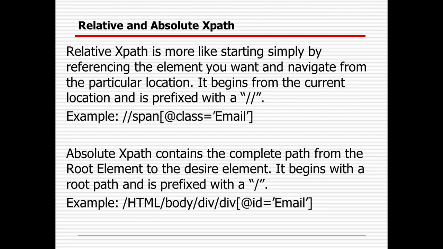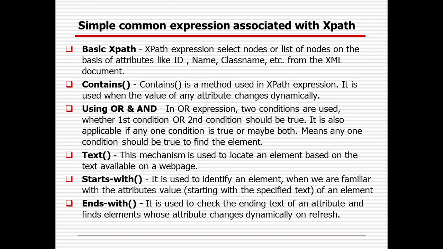So for that, how can we create our Xpath using the basic syntax? In case some ID, name, or class name is already there, we can create our own Xpath. In case nothing is there, we can create our Xpath using the contains keyword. It is used when the value of any attribute changes dynamically. We can use the contains keyword using or an and.